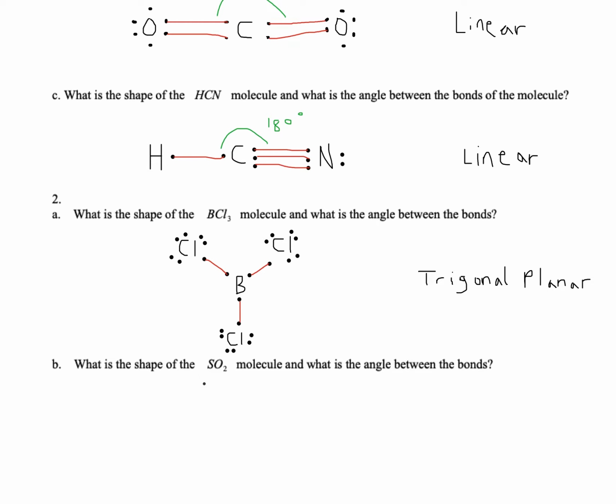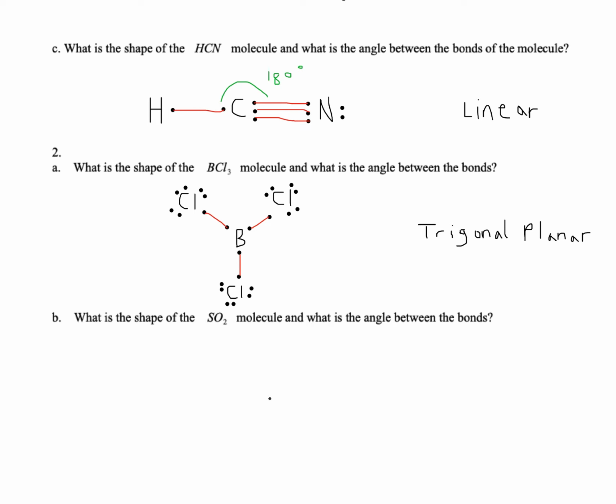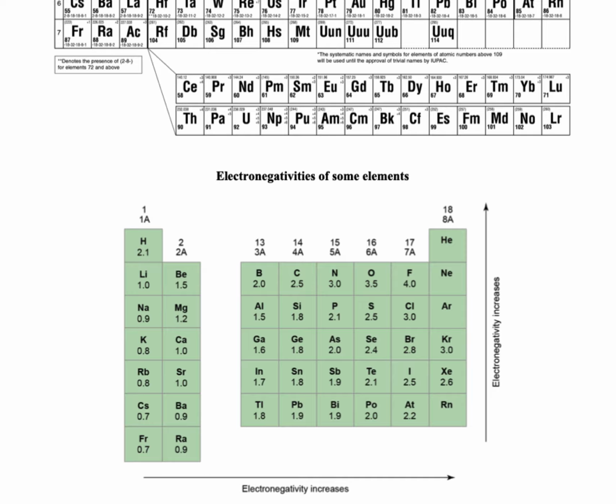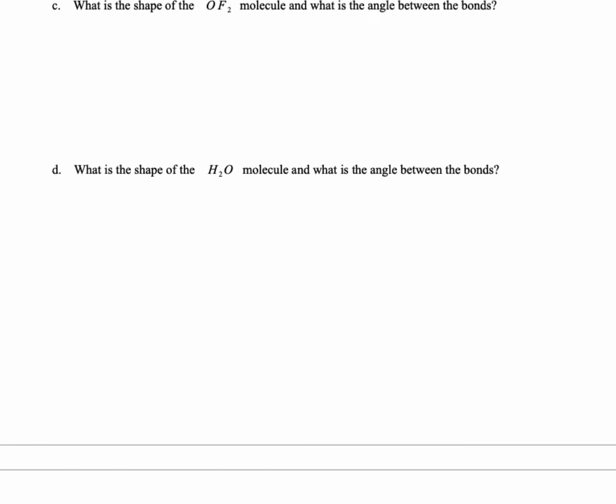Next question asks, what is the shape of the SO2 molecule? And what would be the angle between its bonds? Go ahead and draw the SO2 molecule's Lewis structure, and then we'll take a look at what it tells us. Between sulfur and oxygen, sulfur clearly has the lower electronegativity. So let's make that the central atom.